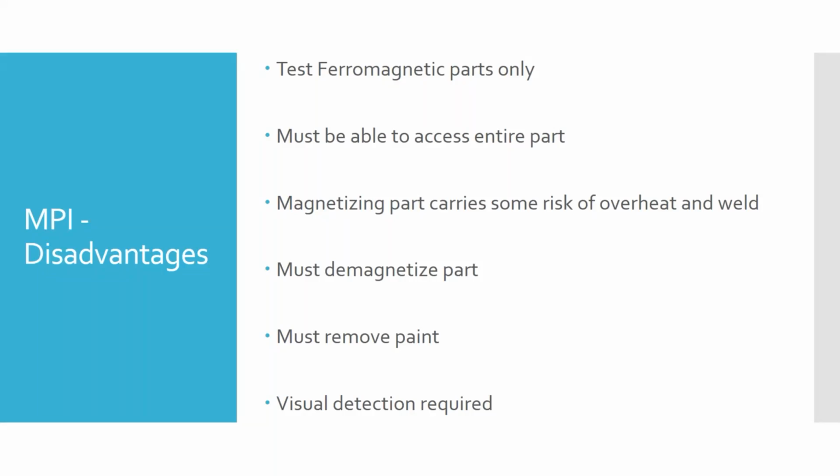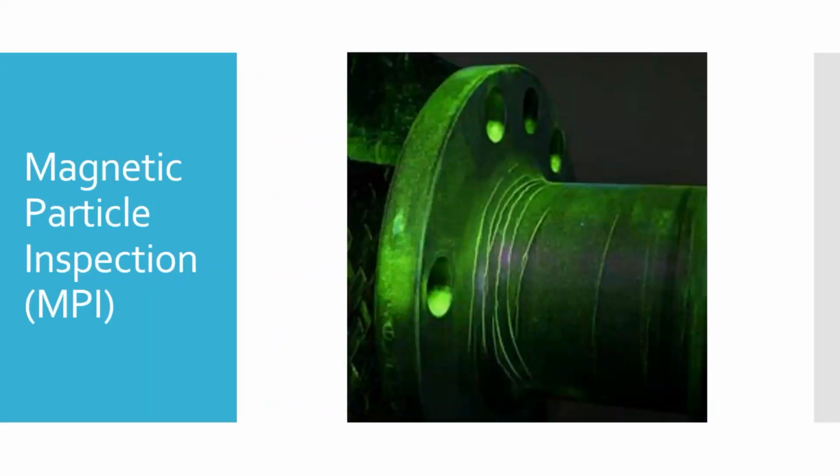So we have to demagnetize all our parts here. You'll have to show that you demagnetized the part when you were done. You have to demonstrate it to me. You have to remove paint if you're dealing with painted parts. And then at the end of the day, even after you perform this method, it relies on you looking at the part and identifying the cracks. So your visual acuity and the human element come into play. Ultimately it's visual detection. You have to see the cracks that are made visible by the magnetic particle inspection.